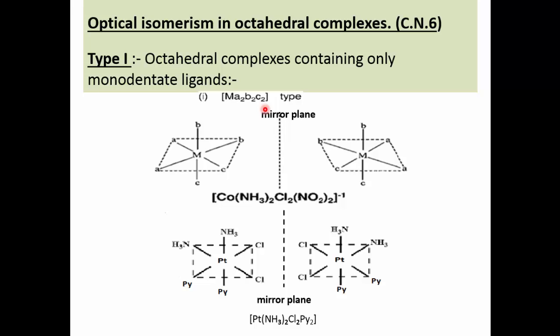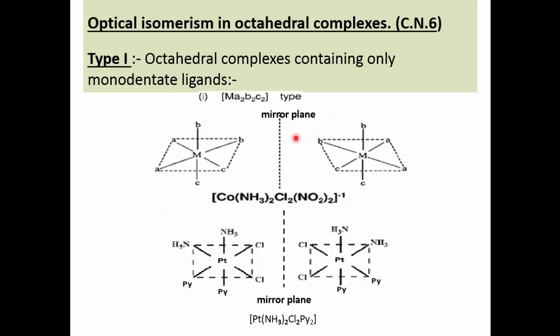In this case, type number 1, Ma2B2C2, 3 types of monodentate ligand attached to the central metal ion. See here, this is the metal ion. At first position B atom, at second position B atom, at third and sixth position C atom. Then this is fourth and fifth position. Here there is A atom.